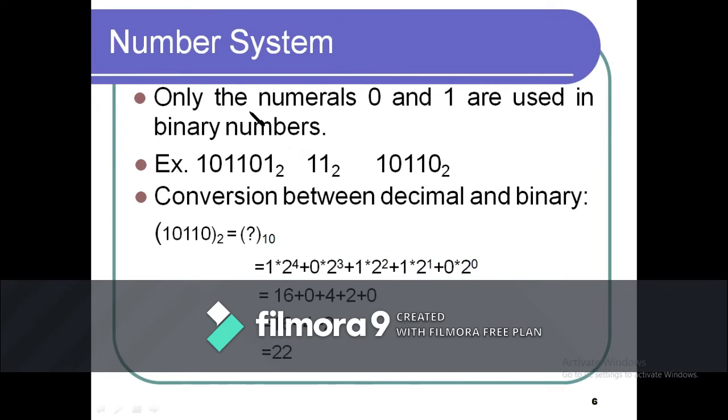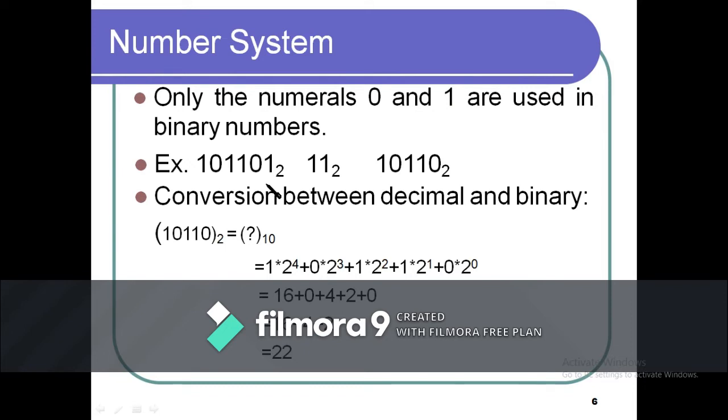But in the binary number system, there are only two numerals: 0 and 1. Only two numbers are used, either 0 or 1. In decimal the base is 10, but in the binary number system the base is 2, which is also called the radix, meaning the base. Here we take 2-3 examples, such as 11 with base 2.